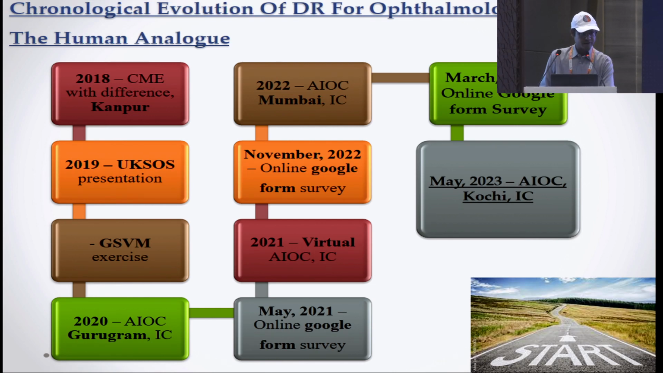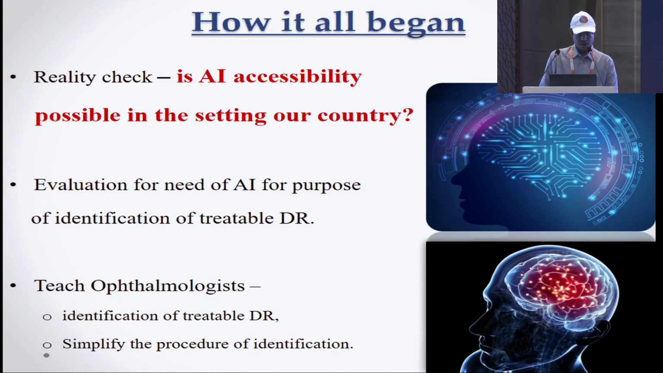And after the success of it, we, for the first time, presented this entire program at a national level. We have been doing that since the year 2020 at Gurugram, Mumbai, and even in the virtual AIOC. And currently, we are presenting its next version here at Kochi. Between these times, we have also conducted various online surveys, about which I'll be telling in the further slides. So how it all began.